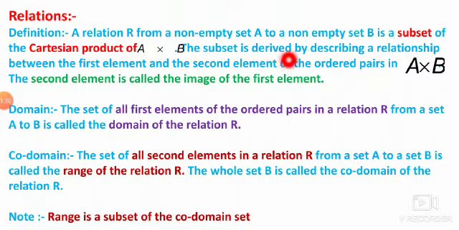The subset is derived by describing a relationship between the first element and the second element of the ordered pairs in A cross B. A cross B is a set containing the ordered pairs, and in each ordered pair there is a first element and a second element. The second element is called the image of the first element.